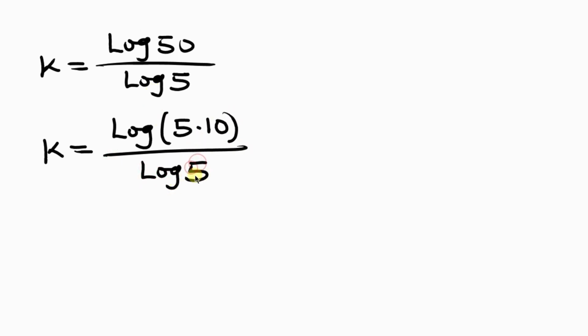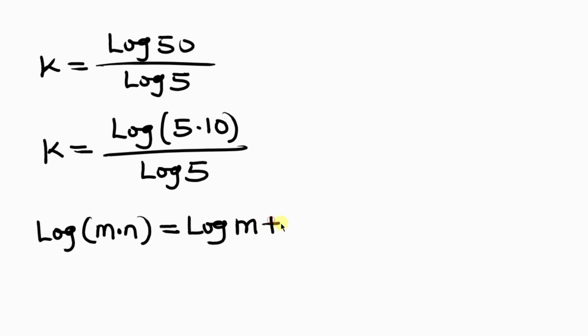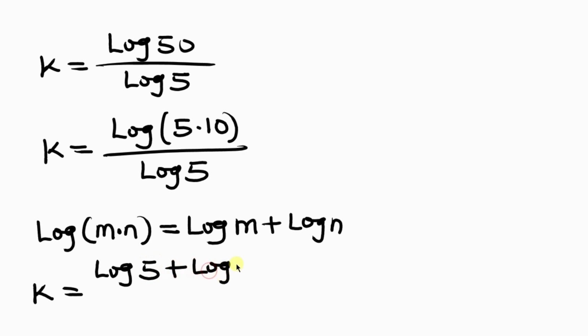Very good. Now, our next step will be for us to apply the property of logarithm that says that when I have the log of m times n, just as we have on the numerator, this is equal to log m plus log n. So that means, rewriting this expression, we're going to have k to be equal to, the numerator now becomes log 5 plus log 10. Very good. All over the denominator, that is log 5.